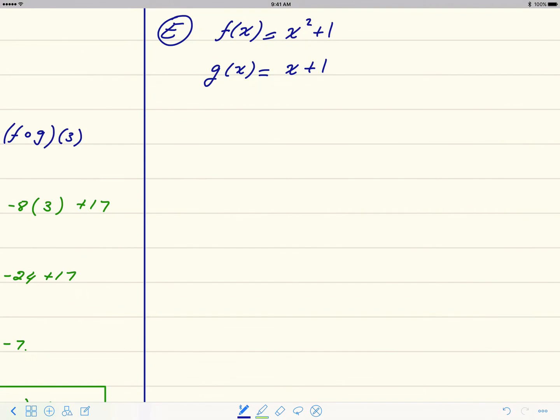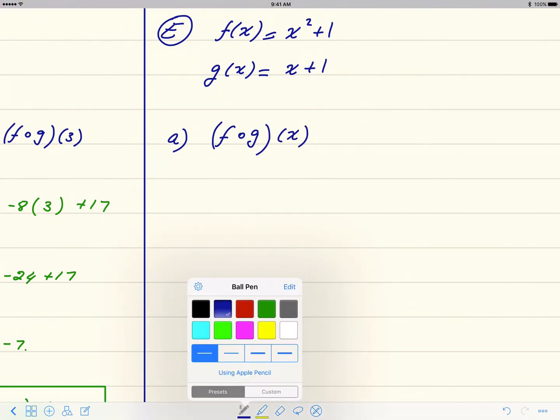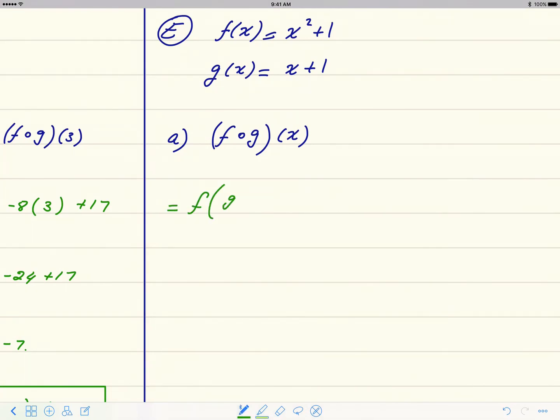Now, for part A, we're going to calculate, again, f circle g of x. So let's just do that. That gives us f of g of x, which is f of, just replace g of x with its formula, x plus 1. So that gives us the function f evaluated at x plus 1. Now f of x is x squared plus 1, so that's blank squared plus 1. And instead of the blank, I put in what the input is here, which is x plus 1. That's the f function. So instead of x, I have x plus 1.